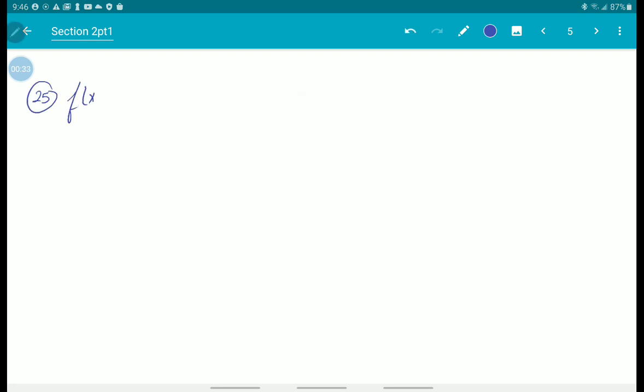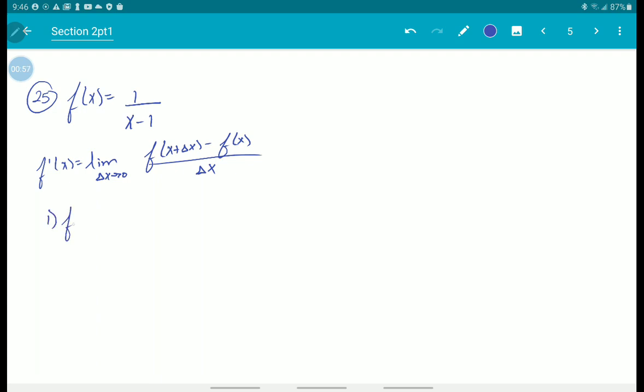So we have f of x is equal to 1 over x minus 1. And we're going to go through that limit process to find that definition. So remember, the derivative is equal to the limit as delta x goes to 0 of f of x plus delta x minus f of x all over delta x. So step 1, find f of x plus delta x. We're just going to plug x plus delta x in for that x.